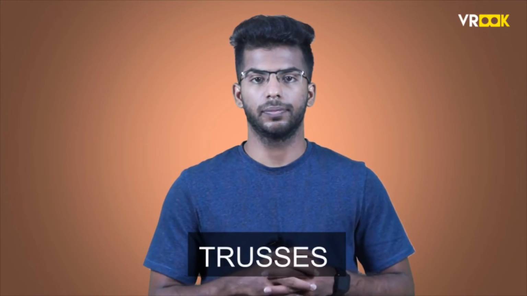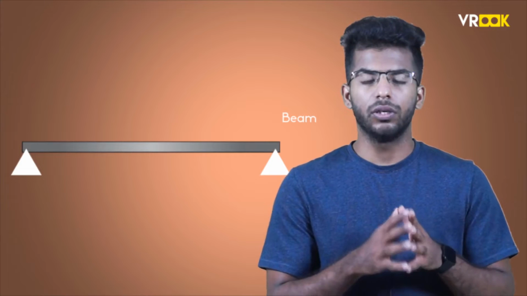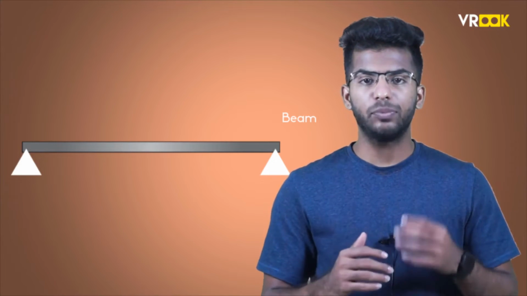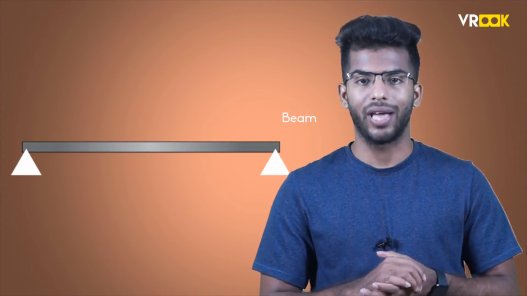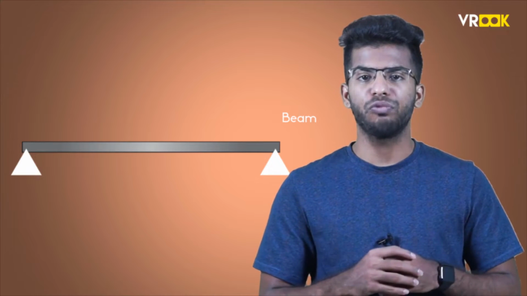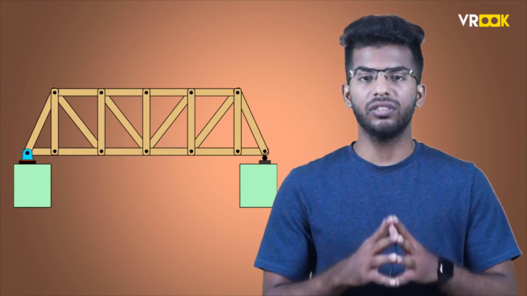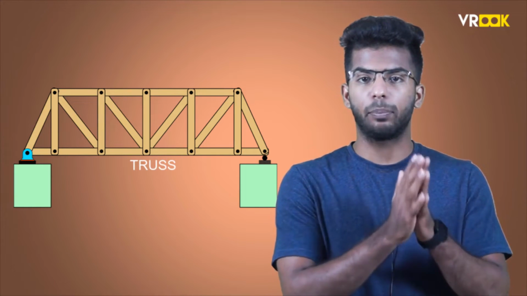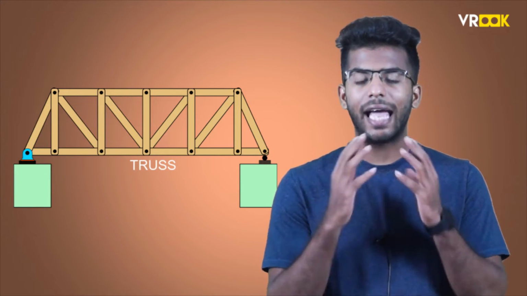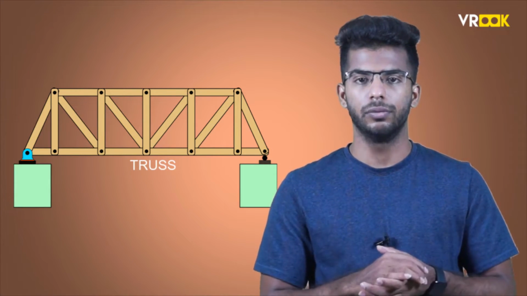In this video, we learn about trusses. In the previous chapter, we learned about different types of beams and support reactions. Beams are one of the most important structural supports. Similarly, trusses are another type of support structure which is used extensively around the world.